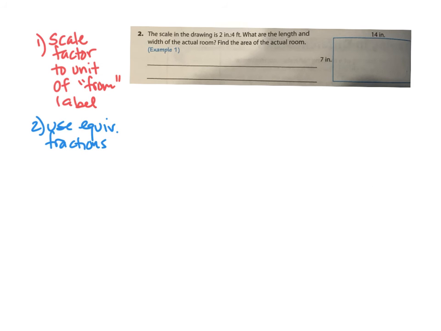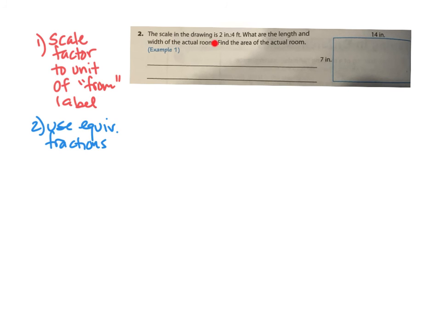I feel like I want to do one more with you before I send you on your way. I put the steps here. You're going to take that scale factor and put it down to the unit rate of the from label. What you are going from is the number, the 1 value for the unit. And then after that, you'll just use equivalent fractions to bump it back to where you want it to be.